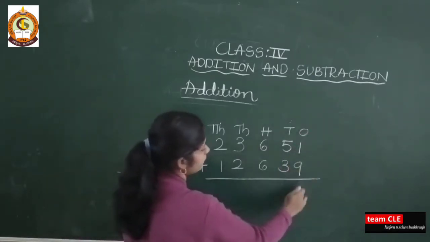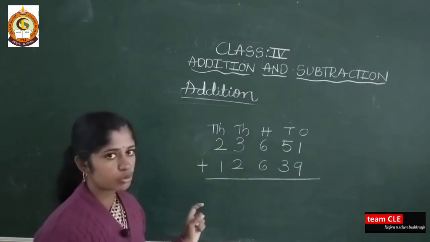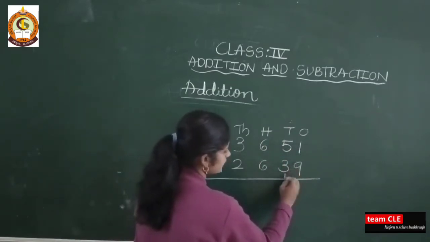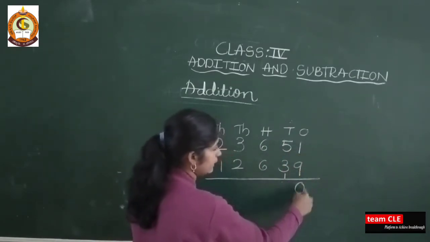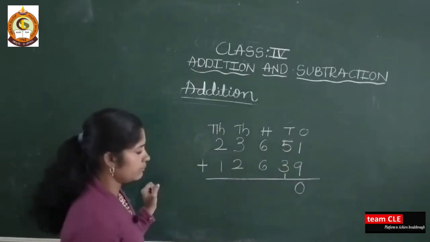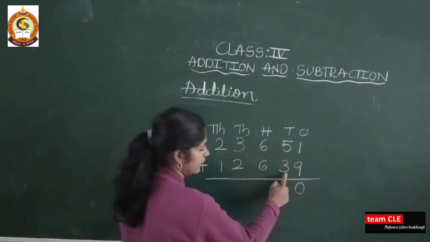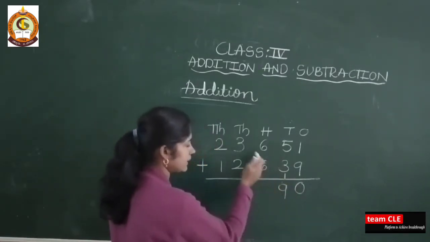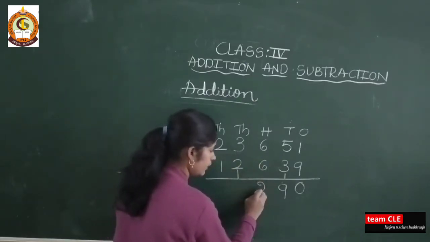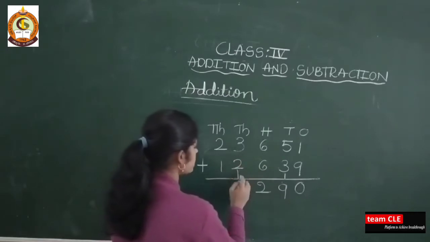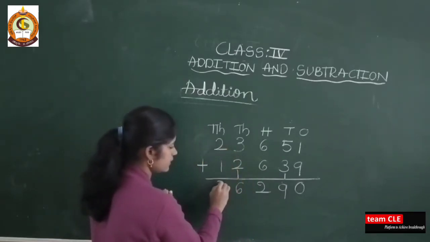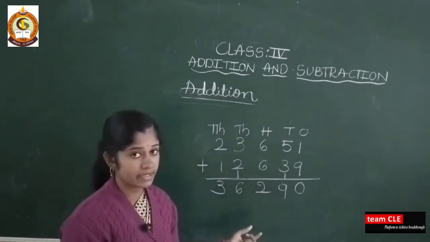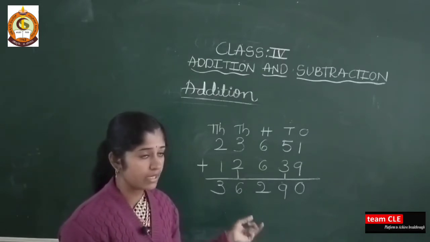While solving the examples, leave a little space between the numbers to get the correct answers. Then start with the ones place. While adding numbers, you have to start with the ones place. 1 plus 9 is 10. Next add the tens column: 5, 6, 7, 8, and this is 9. 6 plus 6 is 12. 2, and the carry 1 keep in the thousands place. 3 plus 2 is 5. 5 plus 1 is 6. 2 plus 1 is 3. So the answer will be 36,290. Already they arranged it in the place value chart, you just have to find the answer.